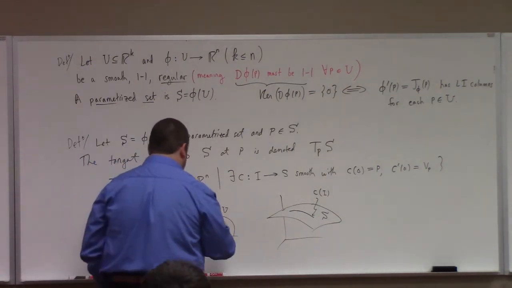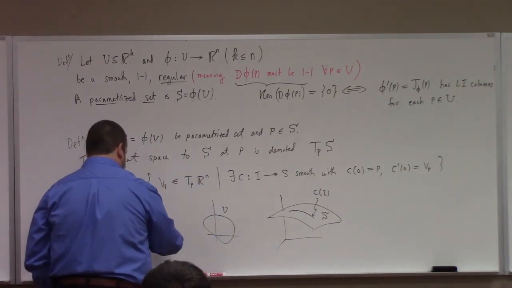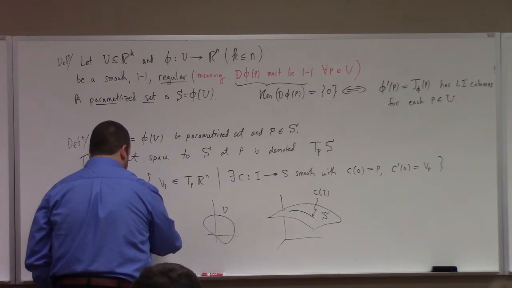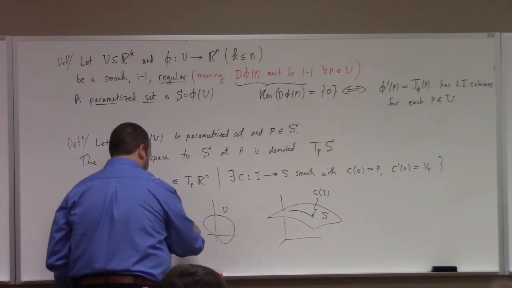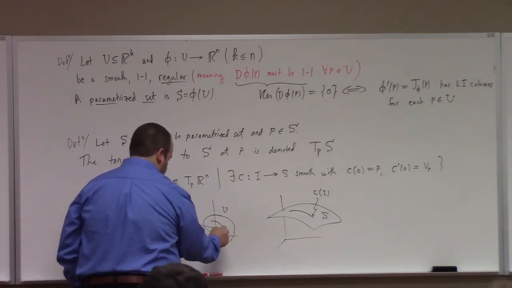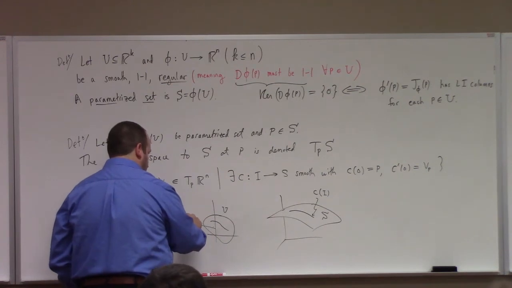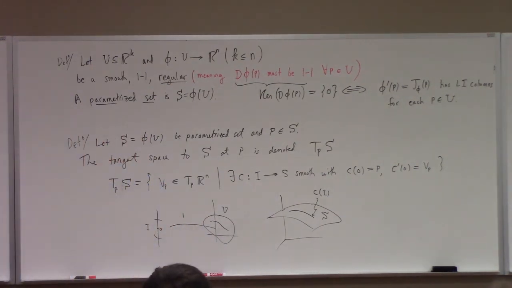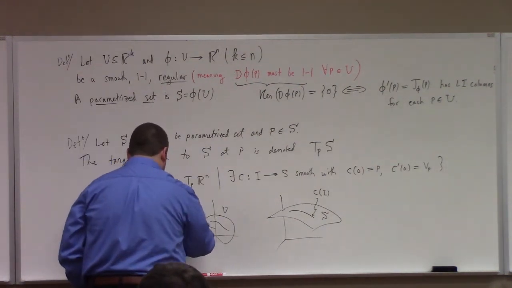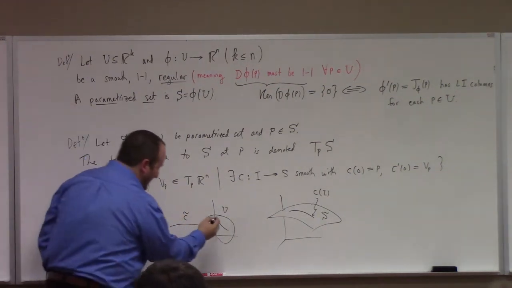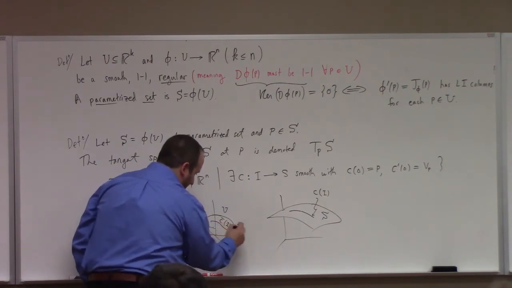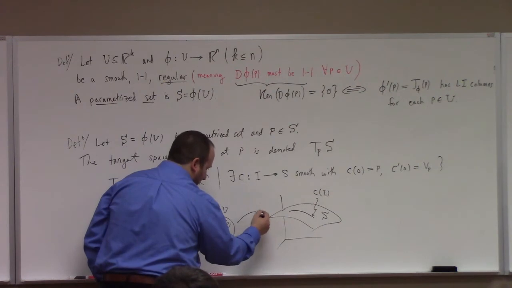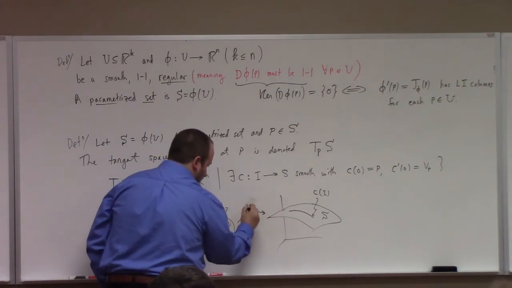But okay, so actually over here is 0, and this is I. And so he says there's something over here, which he calls C tilde. So C tilde gives you this curve in the domain, and then that is taken over to here by the parameterization.